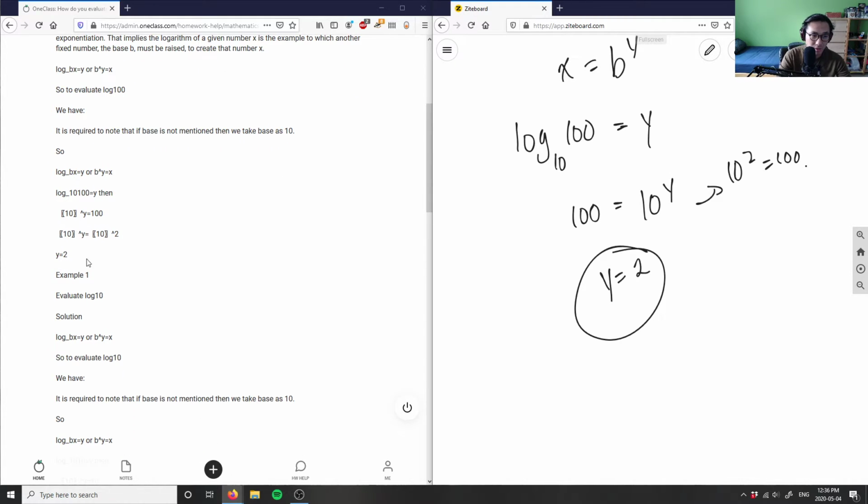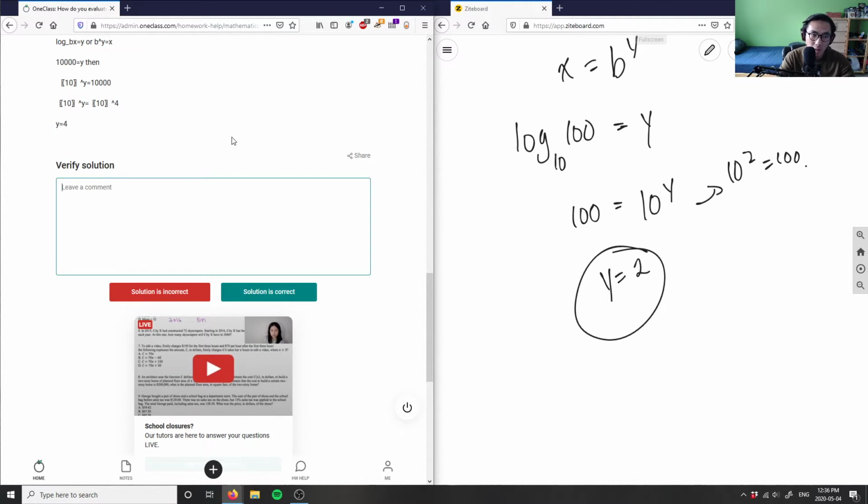But this solution here is correct, right? y here equals 2. They did the exact same thing here as well. So this solution is correct. So y equals 2. Therefore, if we evaluate it, log of 100 equals 2. And you can check that on your calculator as well. So the solution here is correct. Good analysis.